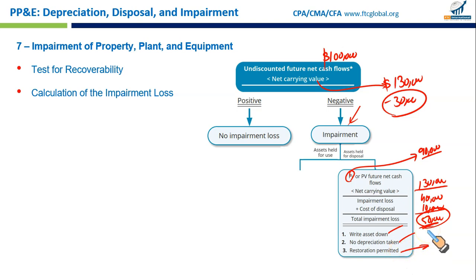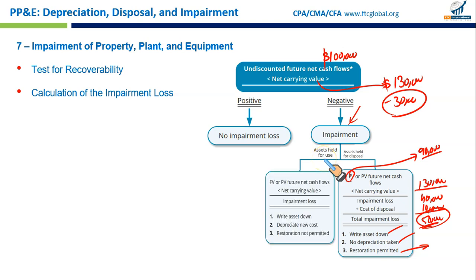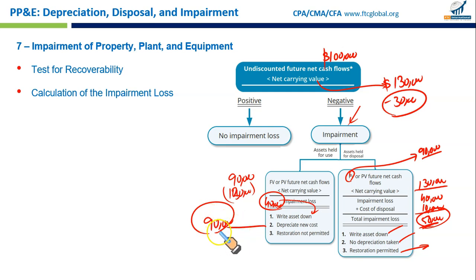Now in the second situation, the asset is held for use. In that case, same numbers, let's say 90,000 is either the fair value of the asset or the present value of the future net cash flows, less the net carrying amount, that is 130 in our example. So that is 40,000. This $40,000 is the impairment loss. We write down the asset by this amount. Now the new cost would be 130 less 40, that is $90,000. So your new base of the asset is 90,000. So we have written down the asset to its new fair value, and we are going to depreciate this 90,000 in the future.